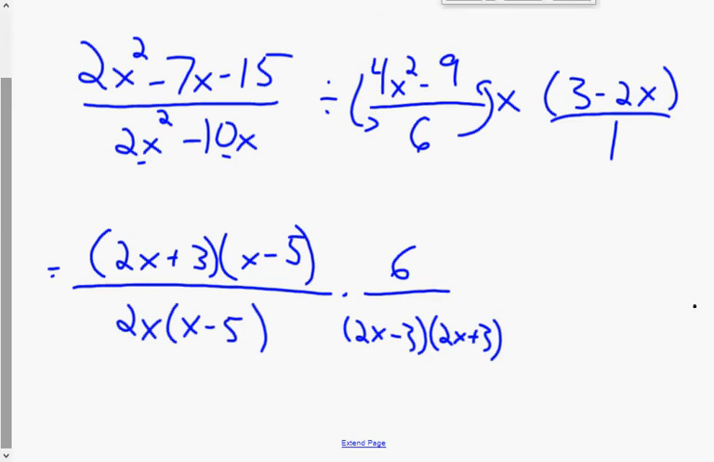Now if you look, check this out. I have 3 minus 2x, and down here I have 2x minus 3. Are those the same? Can I cross those out as they are? No, I have to flip it. And what happens when I flip something like that? I switch the signs. I switch the sign, so I put a -1 out front, right? So it looks like this.